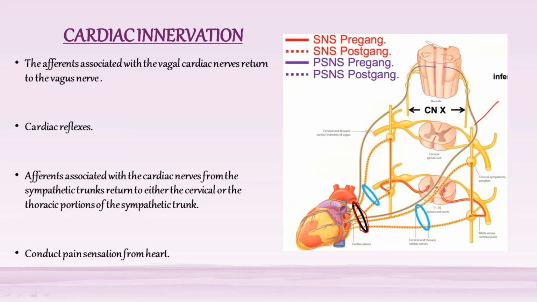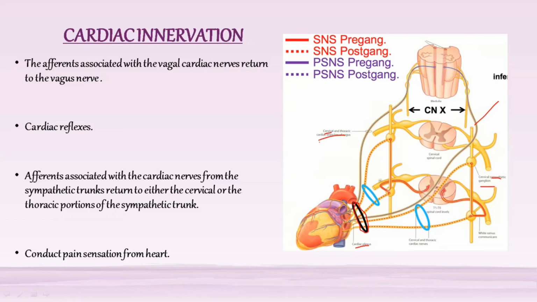Now look at the picture. This is the heart. On the heart there is the presence of the cardiac plexus. From the cardiac plexus efferent fibers emerge. Some fibers enter into the vagus nerve. So these are the cervical and thoracic cardiac branches of the vagus nerve, and some, these are again the cervical and thoracic cardiac nerves, enter into the sympathetic ganglion.